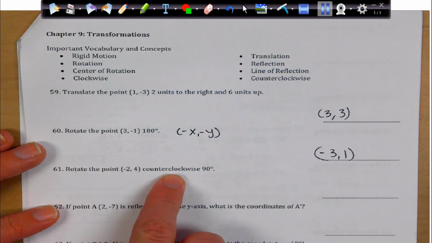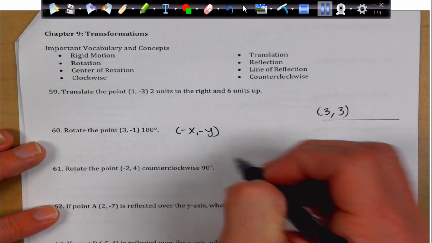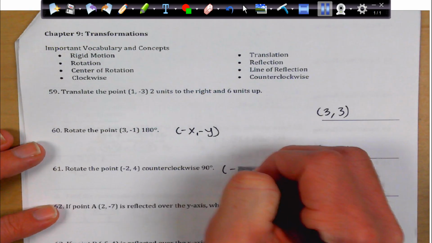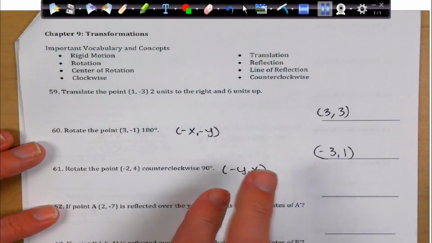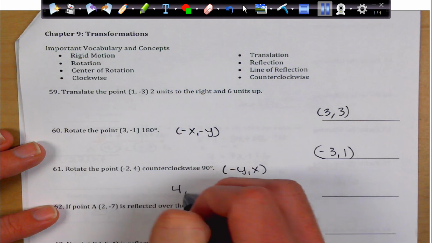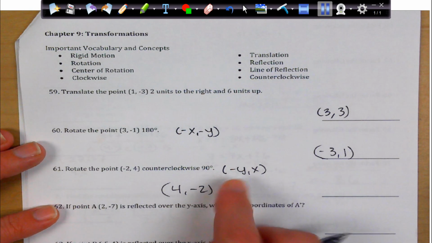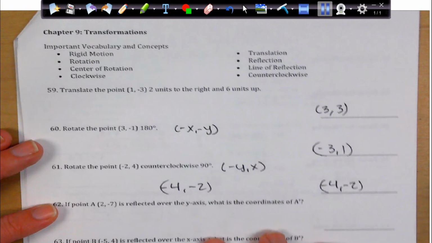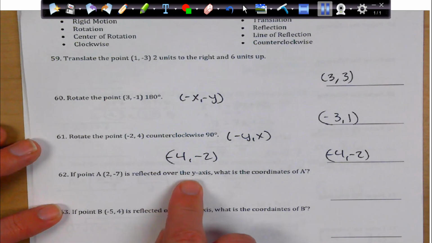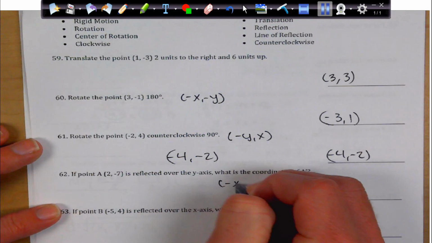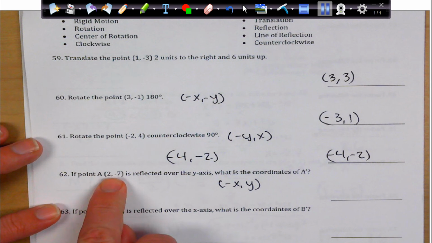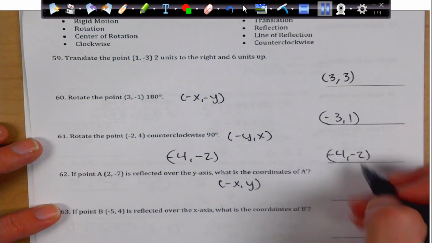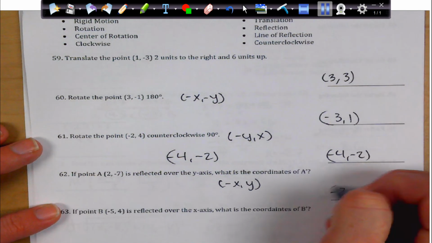Counterclockwise, remember that's a positive rotation of 90. So the counterclockwise rule is (-y, x), so we're going to flip them. I like to flip them first, and then the front one, I'm going to change the sign. So -4 comma -2. Reflect over the y-axis, we also have a rule for this, which is (-x, y). So we're just going to take this point. We don't flip anything, we just change the x to a different sign. In this case, it's going to be negative.